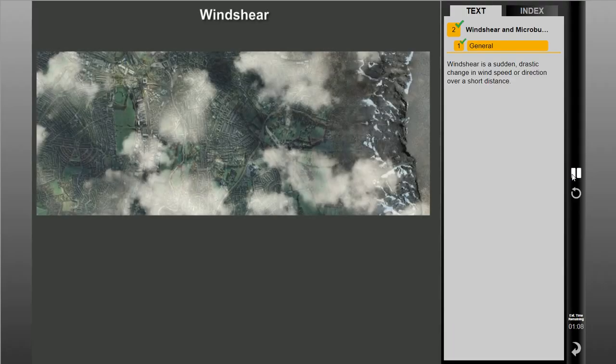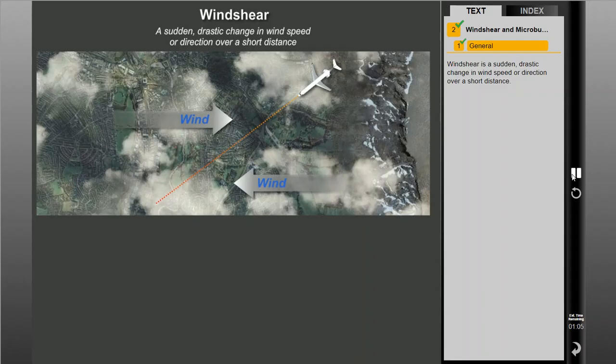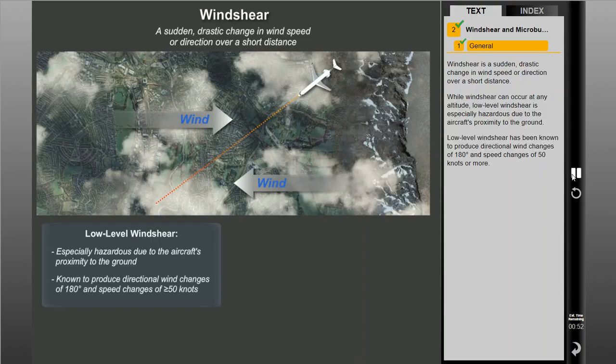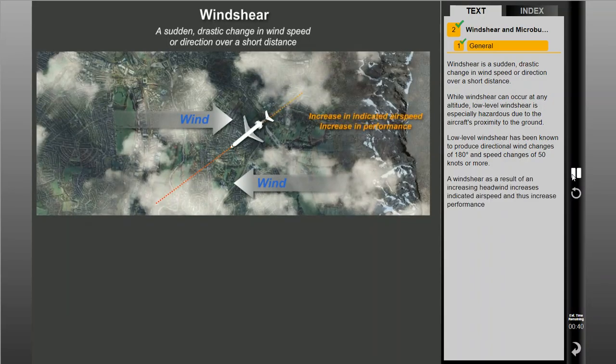Windshear is a sudden drastic change in wind speed or direction over a short distance. While wind shear can occur at any altitude, low-level wind shear is especially hazardous due to the aircraft's proximity to the ground. Low-level wind shear has been known to produce directional wind changes of 180 degrees and speed changes of 50 knots or more. A wind shear as a result of an increasing headwind increases indicated airspeed and thus increases performance.